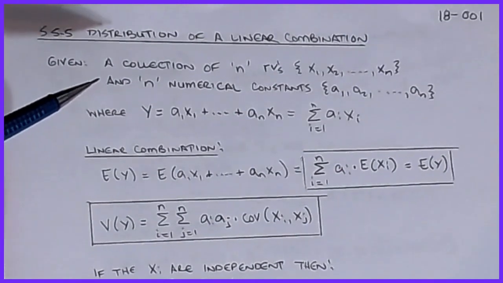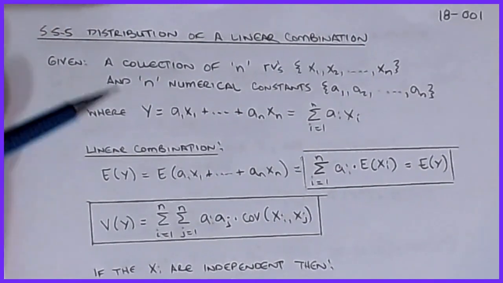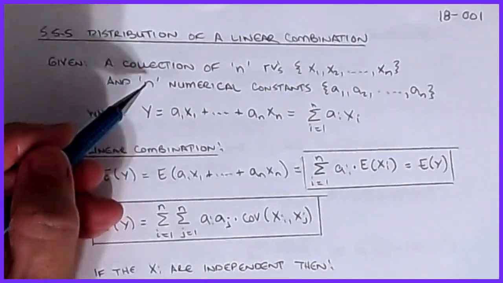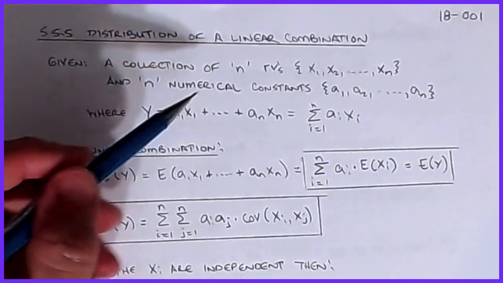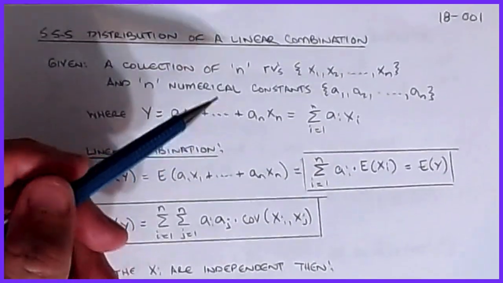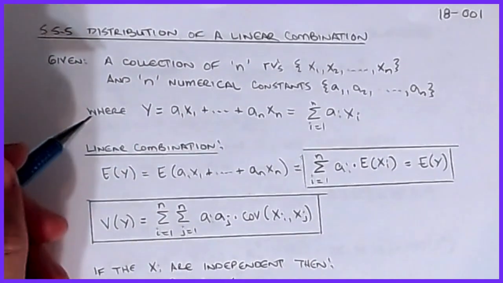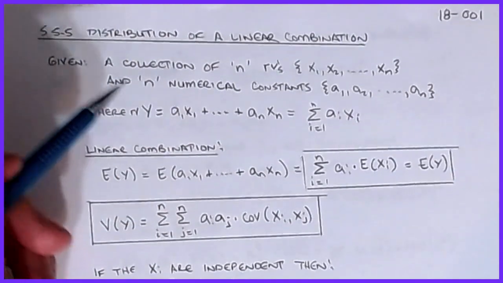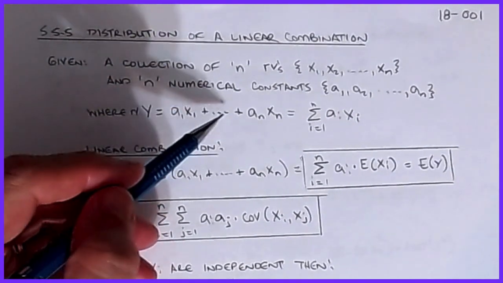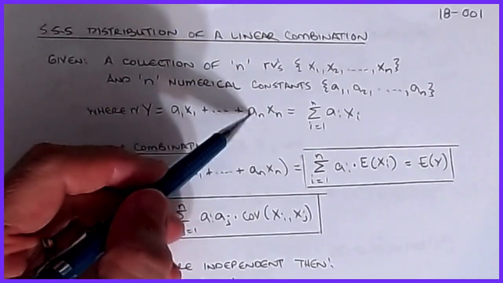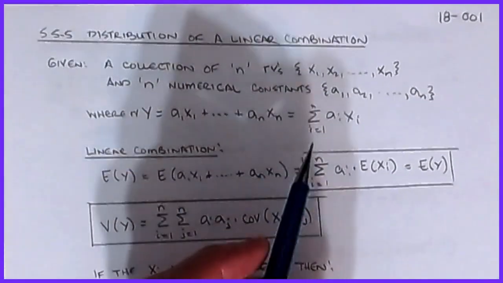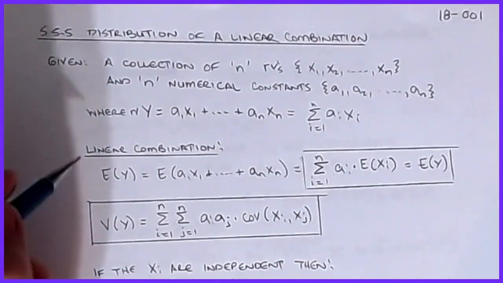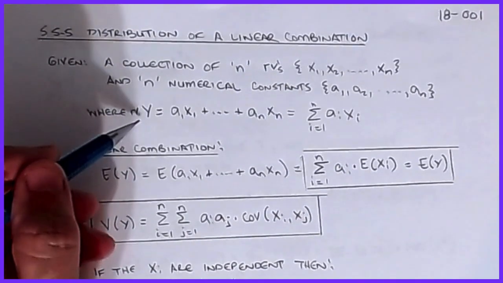We have a collection of a certain number of random variables that we'll call x1 through xn: x1, x2, x3, and so forth, and the same number of numerical constants that we'll call a1, a2, all the way out to an, such that I can make a new random variable that we'll call y, that is a1 times x1 plus a2 times x2 plus all the way out to an times xn. Or in summation notation, that's the summation of i equals 1 to n of ai xi. For this linear combination, this is a random variable now.